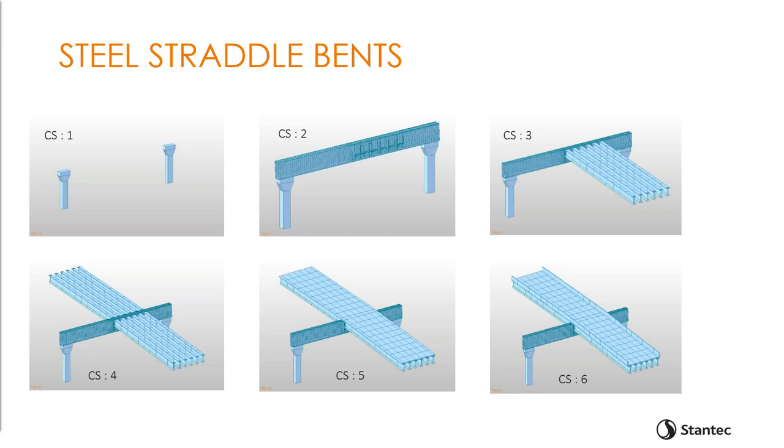In each of these construction cases, we were able to analyze and check the stresses in the straddle bents and optimize the steel plate thicknesses used along the section of the straddle bent. We were able to reduce the steel cap weight to a maximum of 400 kips.